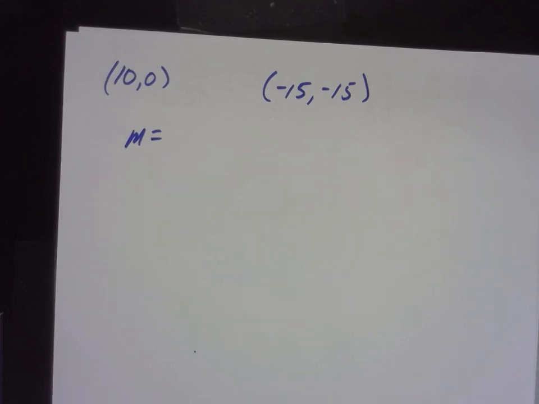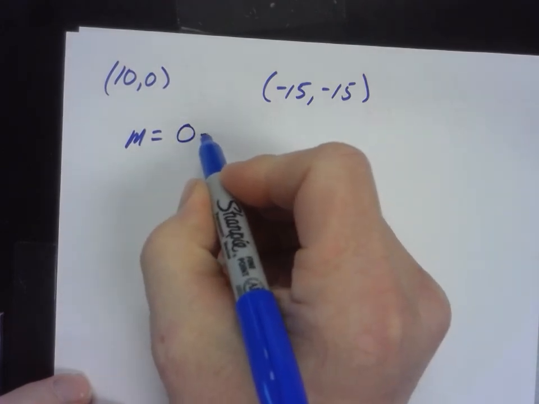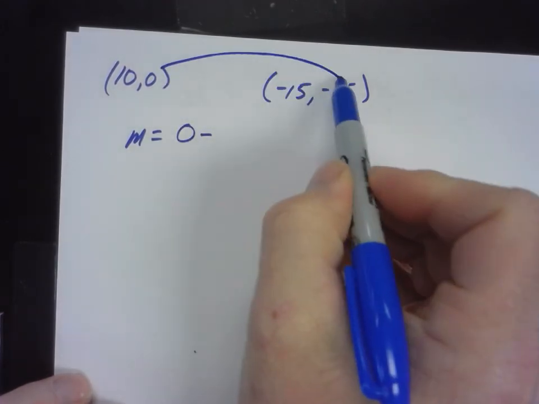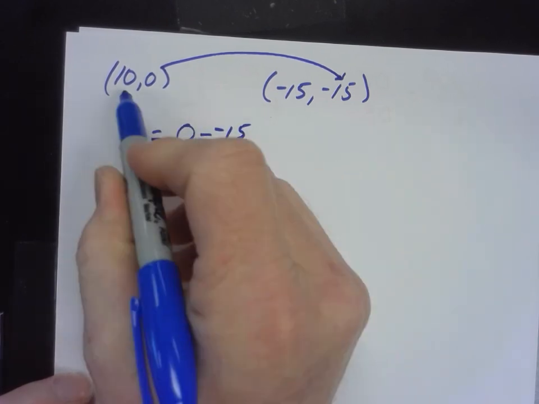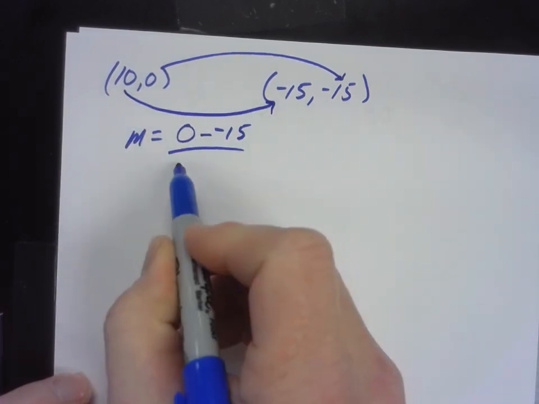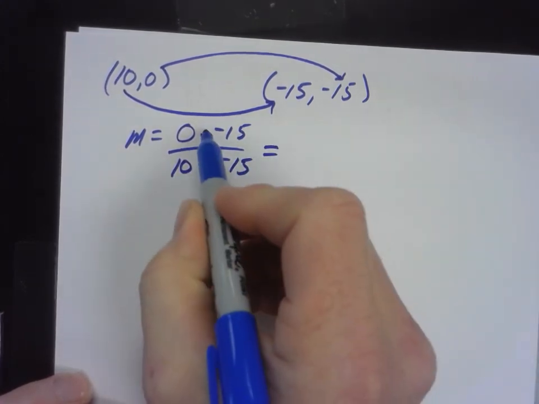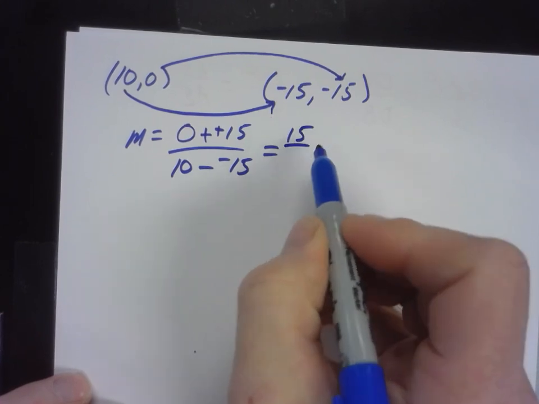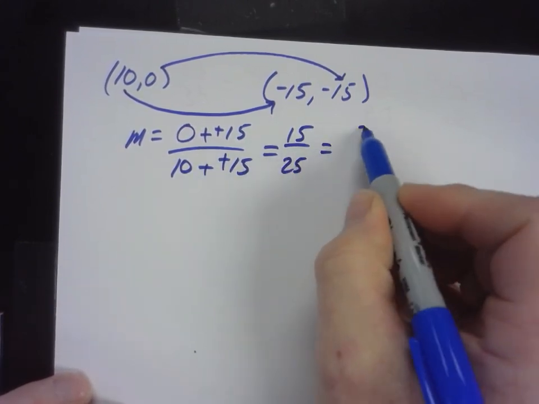Okay, so we're finding our slope. We've already done this. Subtract y, negative 15. And then on the bottom we have x subtract x. So this becomes plus 15. This becomes 10 plus 15, which is 25. And so we end up with 3/5.